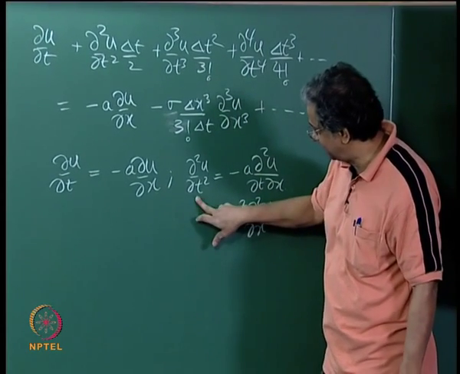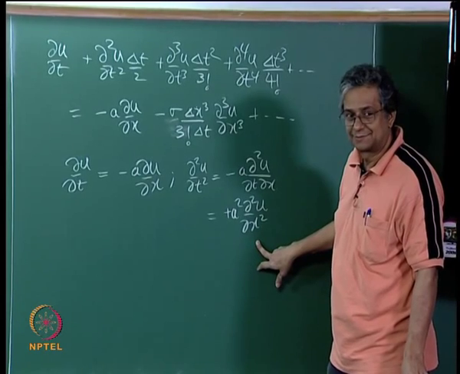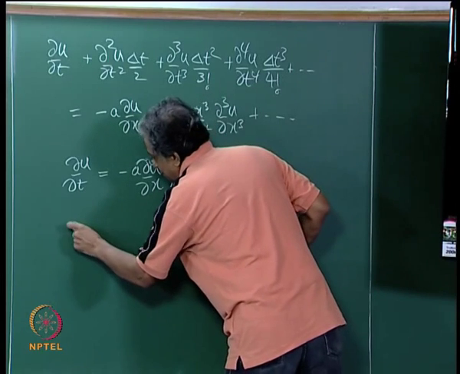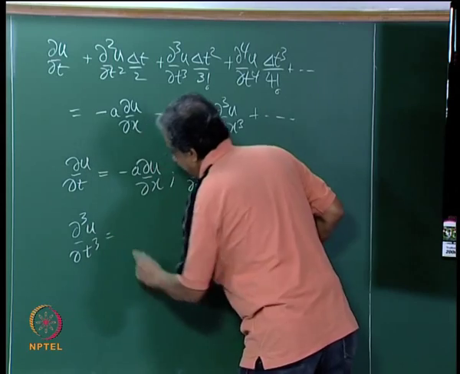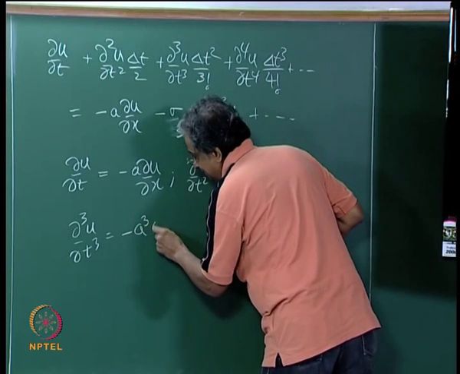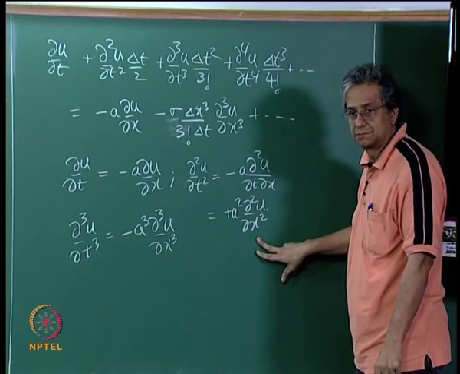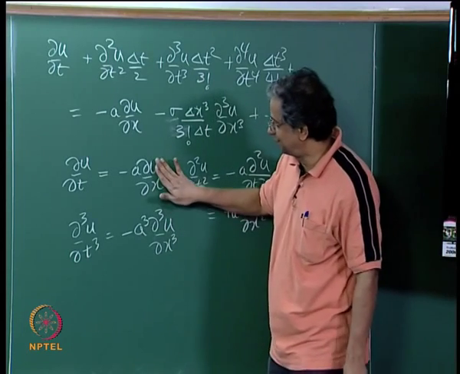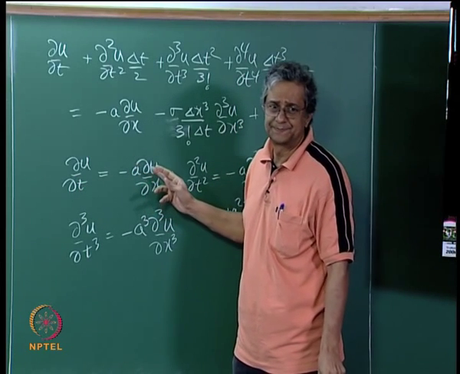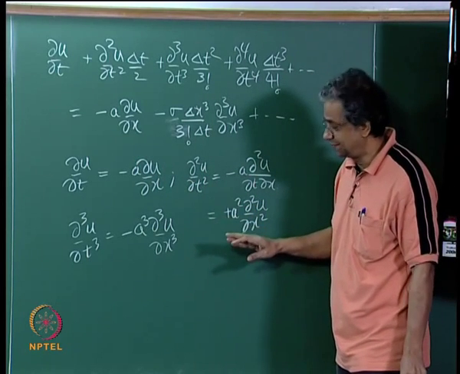I am proposing to replace the second time derivative with this second spatial derivative. Fine. So if I go to ∂³u/∂t³, which is the time derivative of this, that should give me this. See, if you ignore the u, this basically says that ∂/∂t is minus a ∂/∂x. It's essentially what it's saying, right? ∂/∂t is minus a ∂/∂x.